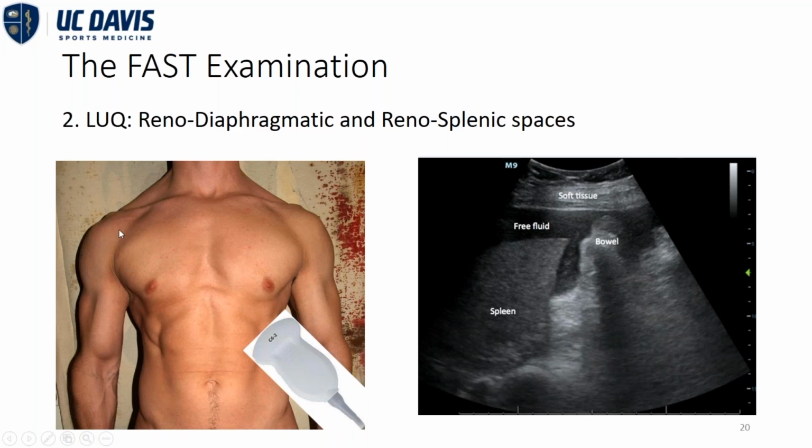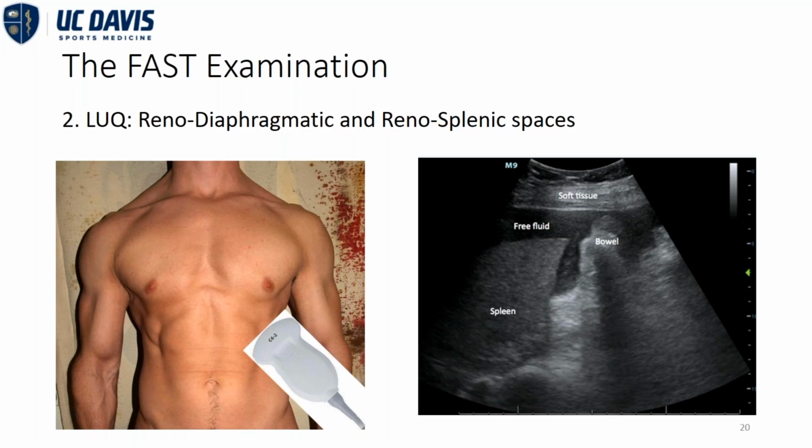Moving over to the second view, the left upper quadrant, you can see that any free fluid, either between the kidney, the spleen, or the diaphragm, is going to be considered a positive FAST examination. It's important to know that the spleen is much smaller than the liver, and it sits much higher in the abdomen. So it's oftentimes protected by ribs.